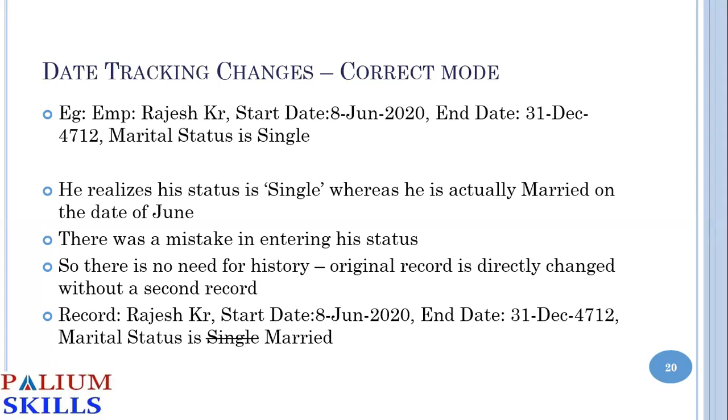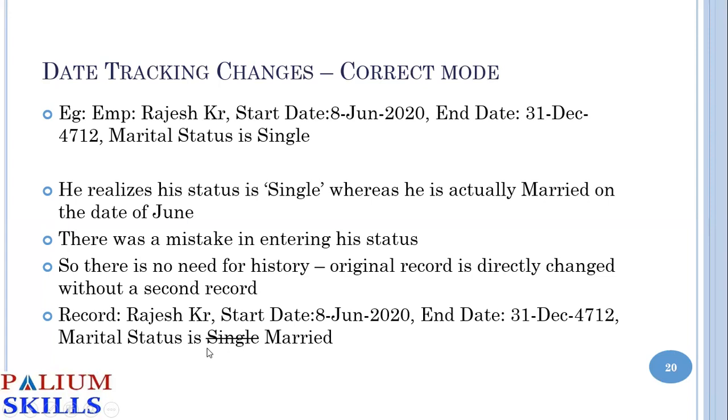So there was a mistake. Now this mistake needs to be corrected because he needs to be shown as married from 8th of June. So in that case, there is no need to maintain history. Original record will be directly changed without a second record.